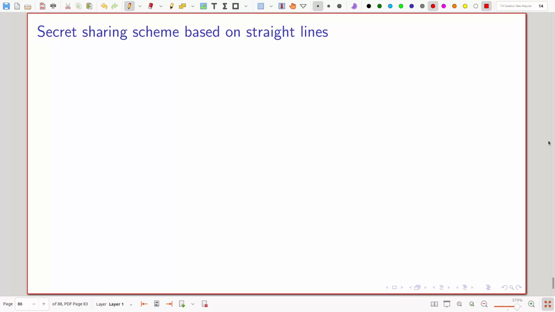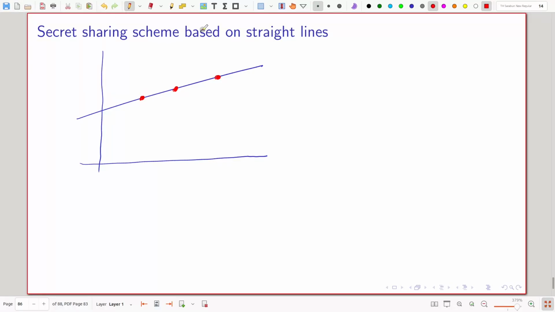So this scheme is going to be like this. What do we know about a straight line? If you only know one point of the straight line, can you figure out the straight line? No, you have no idea what the straight line is, right? But if you know 2 points on the straight line, you can find the straight line exactly, right? So if you know any 2 points, then you get the straight line.